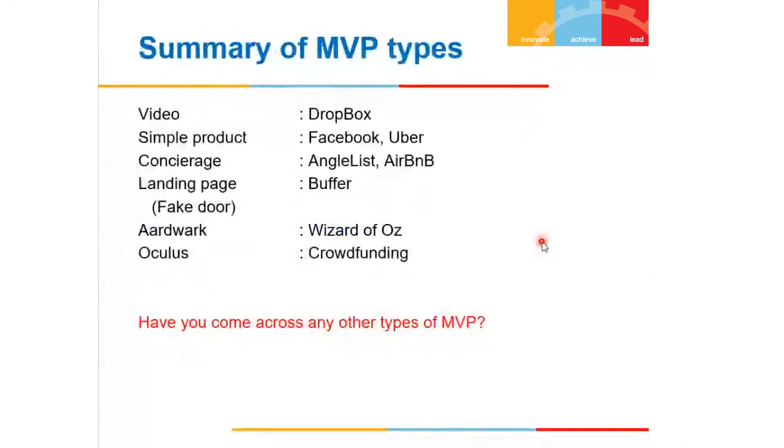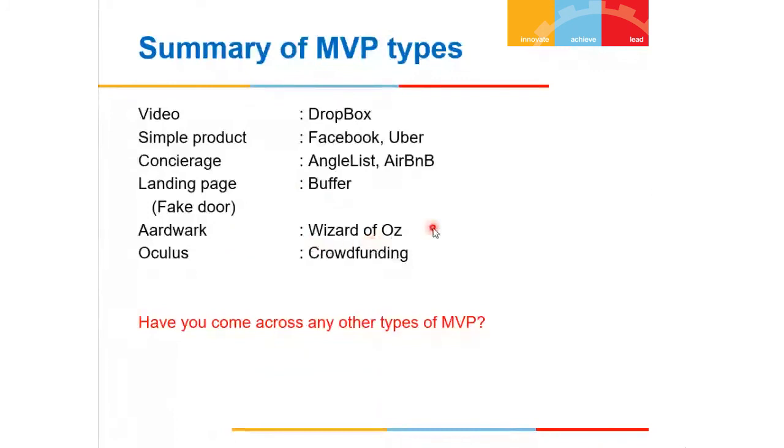Okay, so these are the different MVPs we saw. The video we saw in Dropbox, a simple product we saw in Facebook and Uber. Concierge is doing it manually, is what we saw. Airbnb had a very simple website, but they did not have any billing and all this. Not a full-fledged website, but just to attract people. You can consider it a manual thing, or maybe not a good idea to call it that, or you can say a landing page or something. So one of these you can take, and then you have the landing page or fake door, which is a buffer, and Artwork, Wizard of Oz.